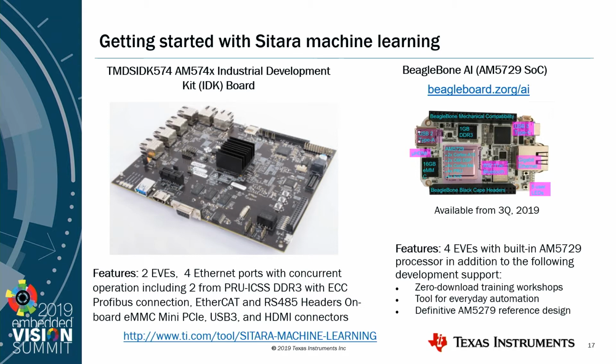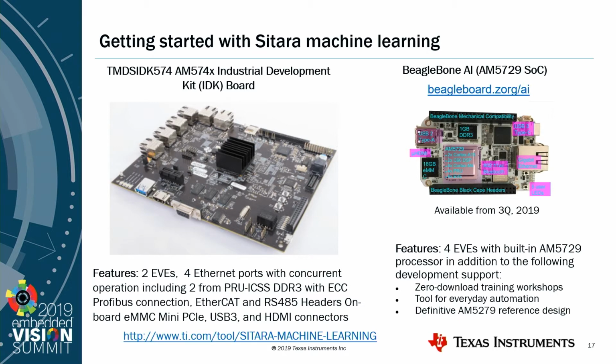But if you are looking to start development with the highest performing device, which is the AM5729, then there is a BeagleBone AI board, which is a palm-size board, and it will be available in the third quarter of 2019. It has 4 EVE subsystems, and it comes with all the benefits that the community brings, if you are aware of BeagleBone Black. So that would be your starting point.